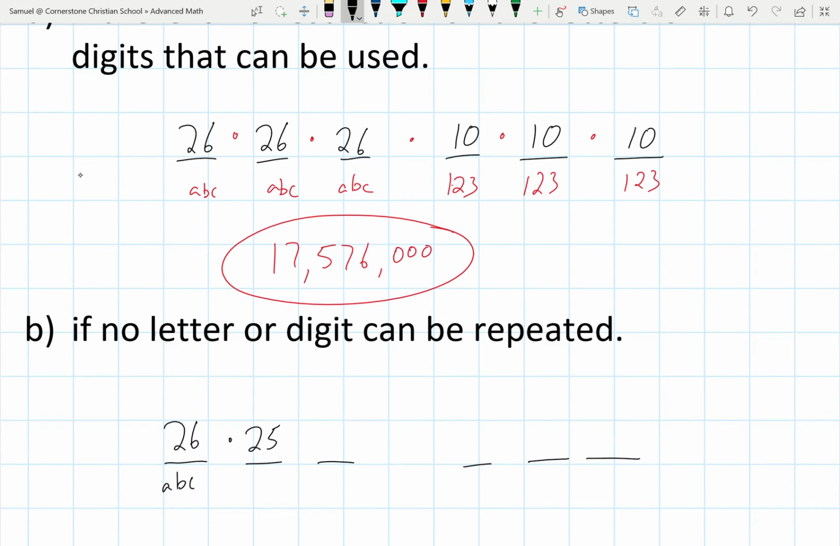The same thing goes for the last one. I now only have 24 options because let's say I used A, then I used B. How many letters are left in the alphabet? 24.